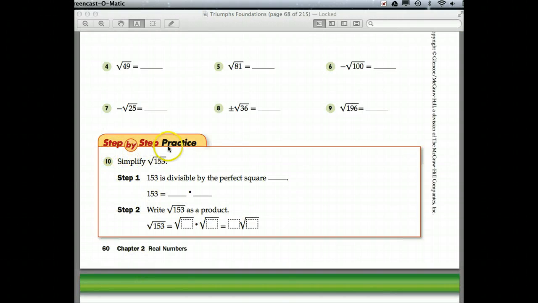Okay, time for us to do a little step-by-step practice. Simplify the square root of 153. So pause the video for a moment, and I want you to study this for a minute, and then we'll come back and check the answers.